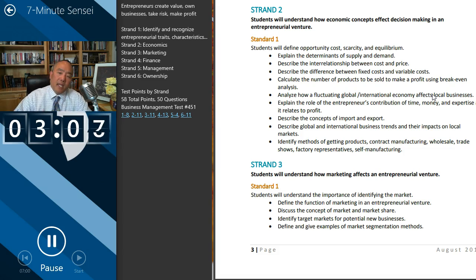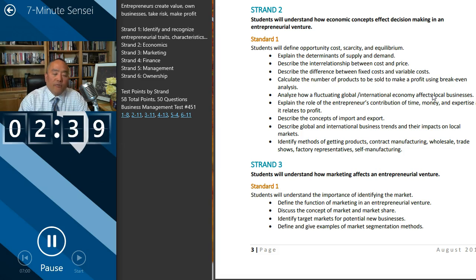In Strand 2, you'll learn economic concepts, everything from opportunity cost, the law of scarcity, equilibrium, law of supply and demand, and where that supply curve and demand curve intersect, that's called equilibrium. That's an economic term. You'll also need to understand fixed expenses and variable expenses. So those variable expenses are, as the name implies, variable based on the quantity that you produce or the number of hours that you work. There are variable costs that either increase or decrease based on that volume.